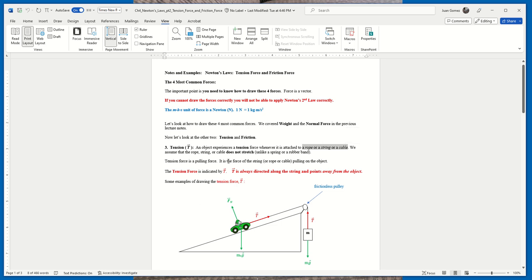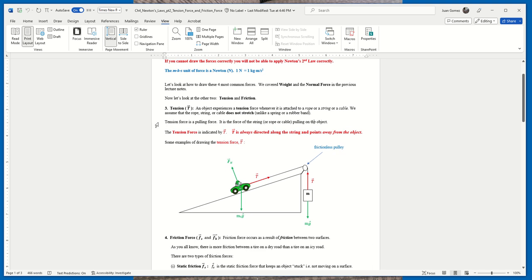And with the tension force, we're making the assumption that the rope, string, or cable does not stretch. So it is unlike a spring or a rubber band. Those are different forces, which we'll get to later. So we'll assume that the rope, string, cable doesn't stretch. Tension force is a pulling force. It's the force of the string pulling on the object. We use a capital T to indicate tension force.